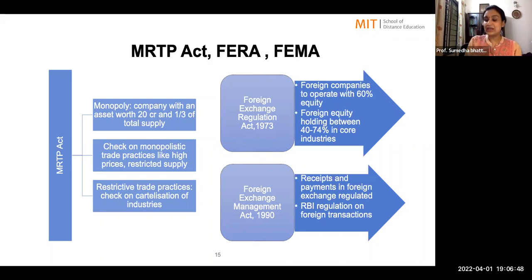Every transaction which involves foreign exchange is regulated by RBI, but it is not that we need RBI approval. It is regulated by RBI, and wherever RBI feels that there is something going against the interest of the nation, there they can act. Otherwise, there is no such approval required, which was required in case of FERA.